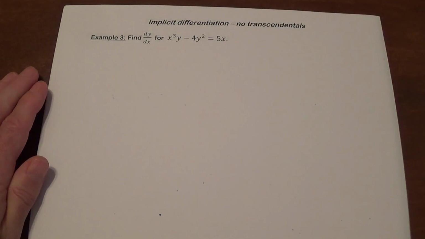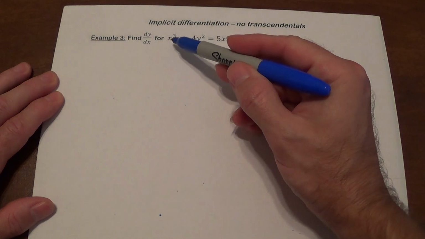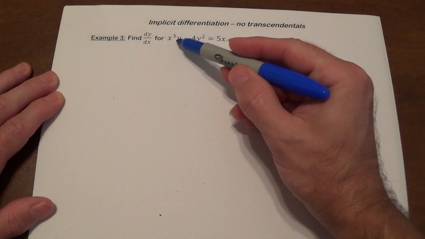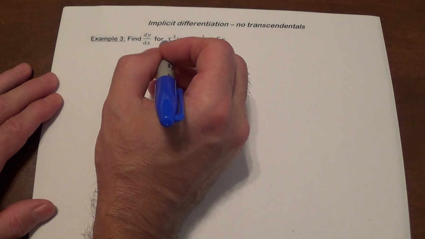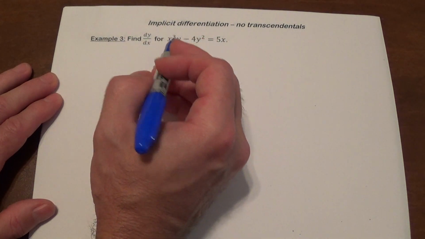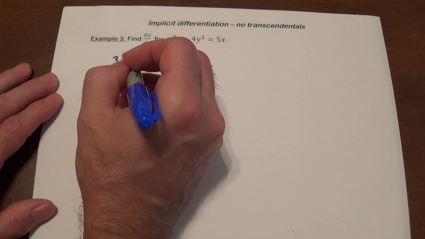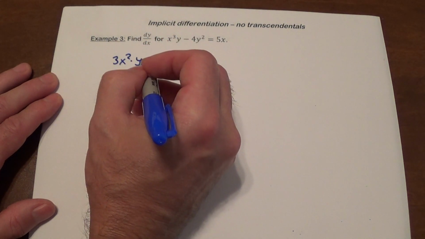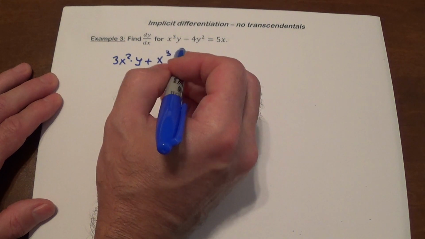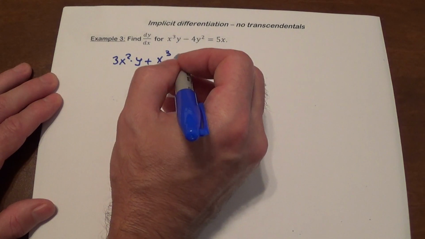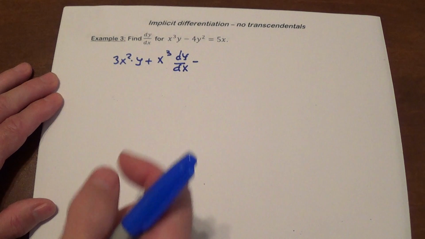Alright, let's try something a little bit more complicated. What makes this problem more complicated is we have a product here. That means we have to use the product rule, and on top of that it contains y. So when you differentiate this expression here, first we differentiate x cubed, which is going to give us 3x squared times y, plus now you keep x cubed and you differentiate y. The derivative of y is going to give you dy over dx, minus.